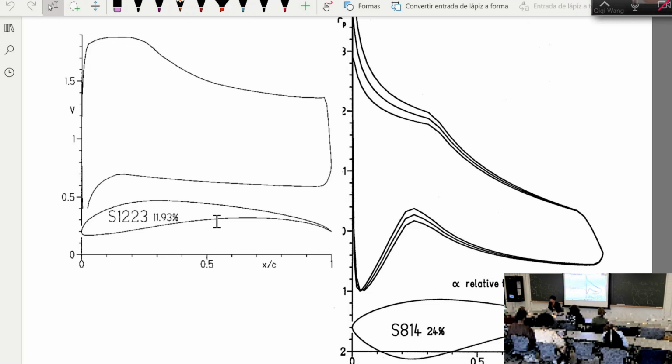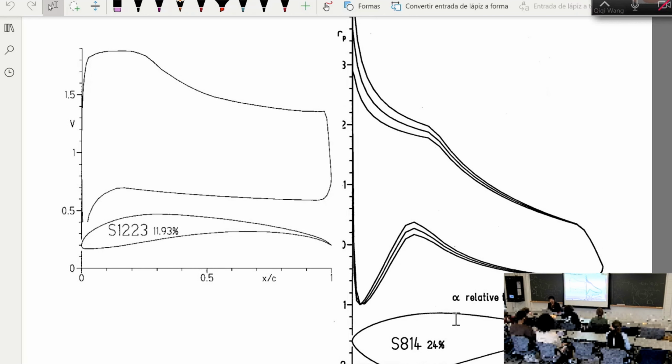If you look at the difference, it's very hard to think about why the airfoils look different until you look at the pressure plot. So this is the pressure plot of these two airfoils close to the highest lift.